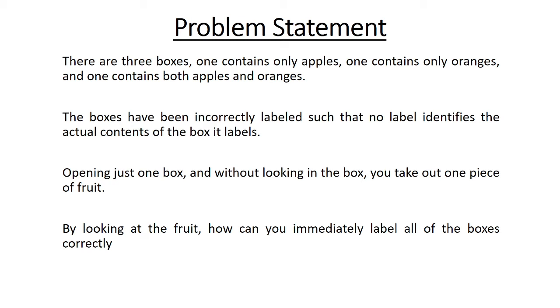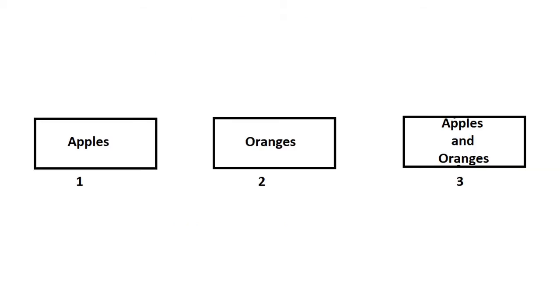There are 2 important things to remember. First is that all the boxes have been incorrectly labeled. That is, there is no case where one box is correctly labeled and only 2 boxes are incorrectly labeled. Second thing is that we have to take out only one fruit and we cannot look inside the box. So we have got 3 boxes, 1, 2 and 3. Let's say box 1 is labeled apples, box 2 is labeled oranges and box 3 is labeled apples and oranges.